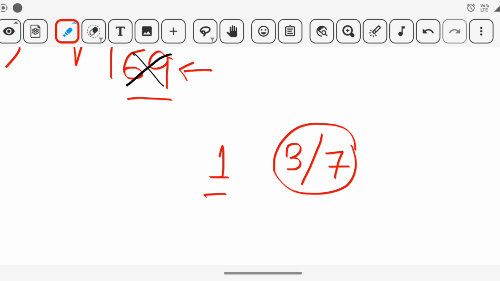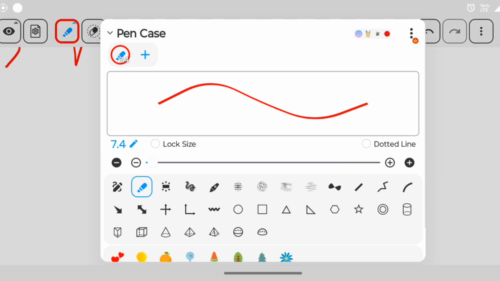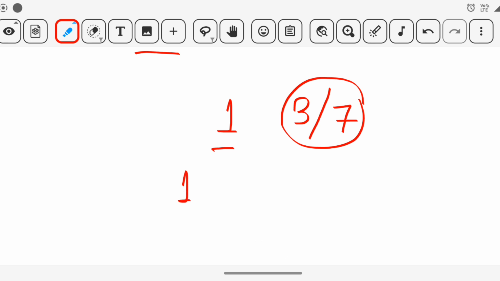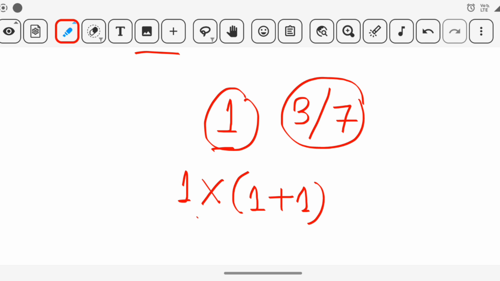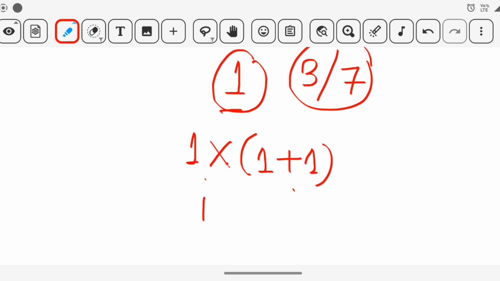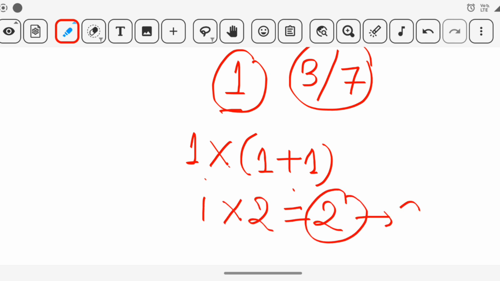So here comes our second rule. What we have to do is write 1 multiplied by 1 plus 1. Any number here, you have to multiply with the next number, that is 1 plus 1. So 1 multiplied by 1 plus 1, that is 2. 1 multiplied by 2 equals 2. So this 2, this is the calculation.